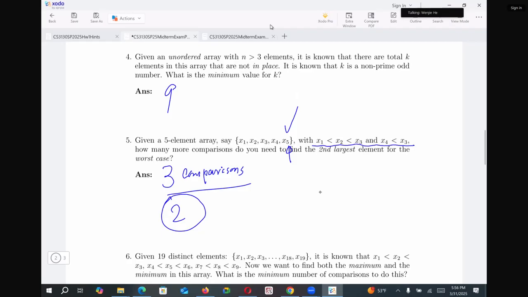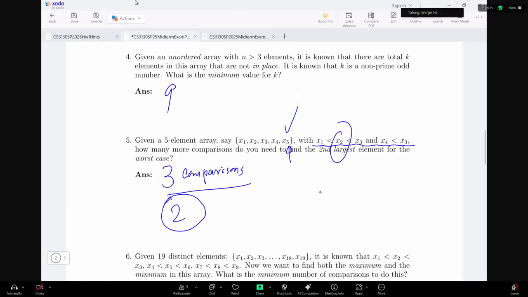But most students, when they did the comparison, ignored x2. Many students first compare x3 and x5. So let's look at the typical way. Those students missed this question. So many did it that way, so I want to talk about it.